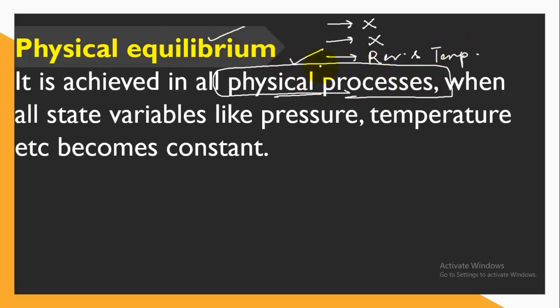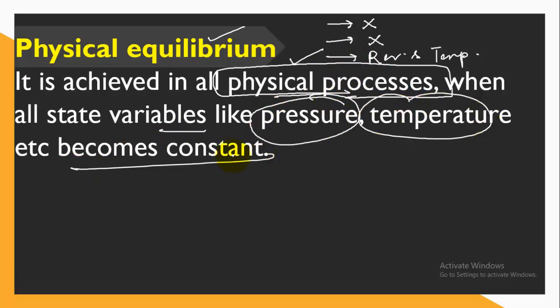And the equilibrium point in physical processes is achieved when the state variables like pressure, temperature, or some other physical quantity become constant. That can be pressure, temperature, volume, or concentration. So in equilibrium achieved in physical processes, either of these quantities becomes constant. So let's study more.